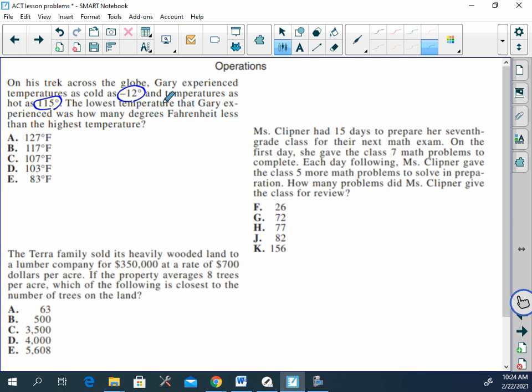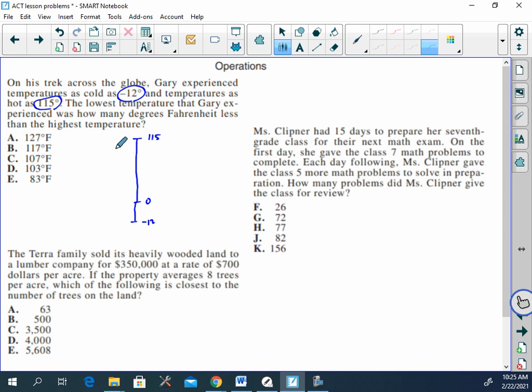Now, this is not necessarily a difficult problem, but it's a really easy problem to mess up. So I encourage you to just draw a really quick picture. 115 degrees would be way up here. 0 would be here. It doesn't have to be drawn to scale at all. And then -12 would be down here.